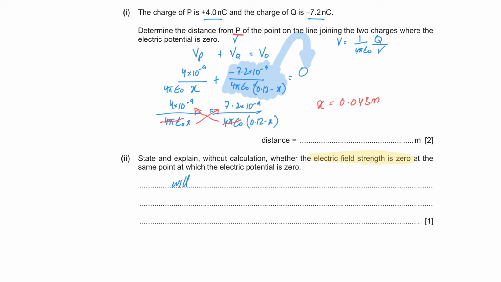The electric field strength, obviously write that down, will not be 0 because the fields are in the same direction.